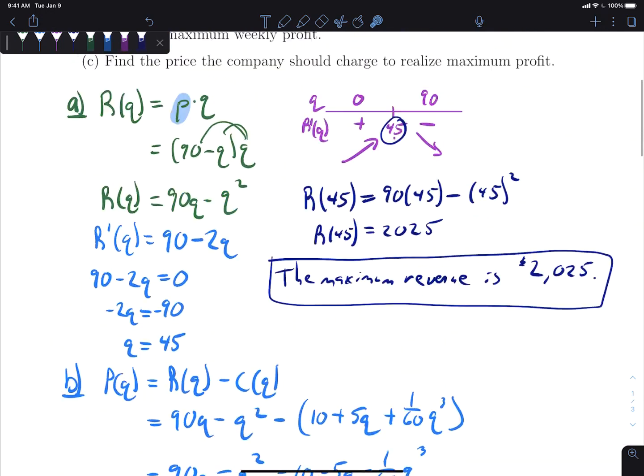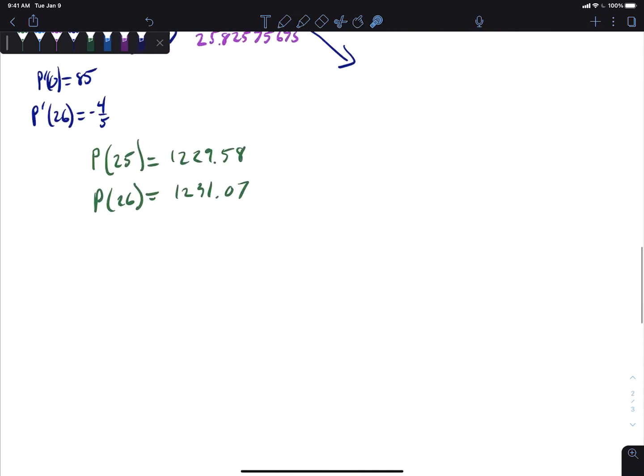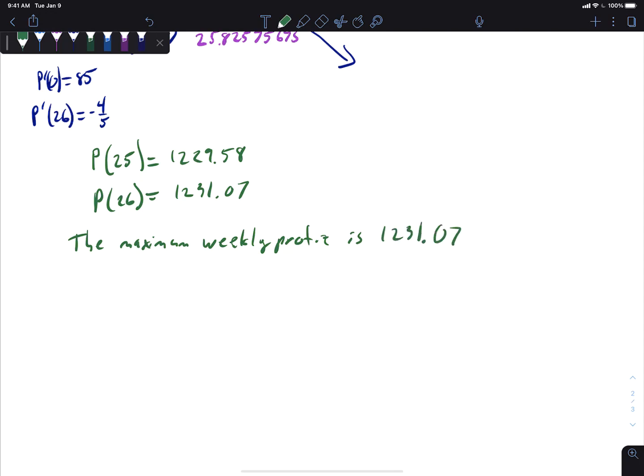So what we want to find is the maximum weekly profit. So the maximum weekly profit is $1,231.07.